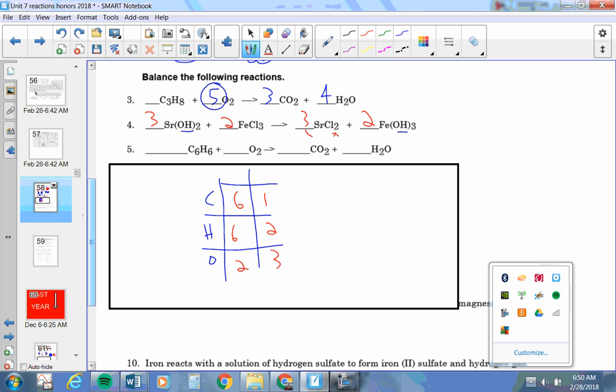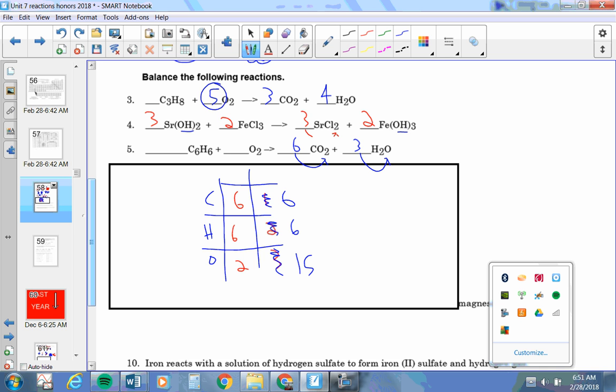First, fix the carbons. Put a 6 here. Fix that. Don't recount yet, because we're going to mess with the hydrogens. Now fix the hydrogens. I need to triple that. Put a 3 there. That's now 6. Now recount the oxygens on this side. 6 times 2 is 12, plus 3 is 15.